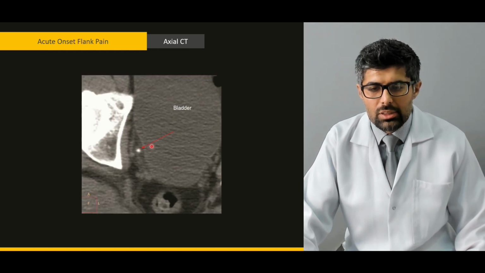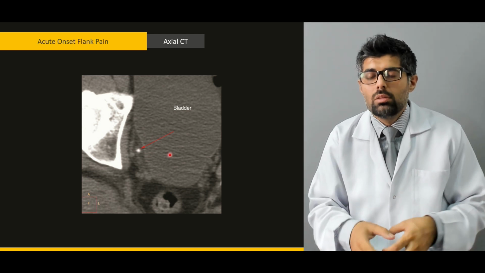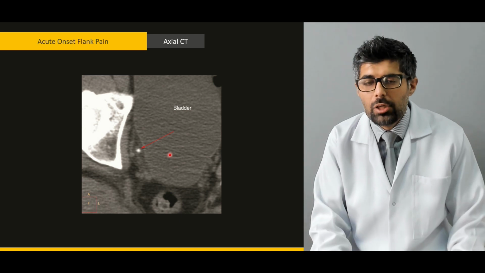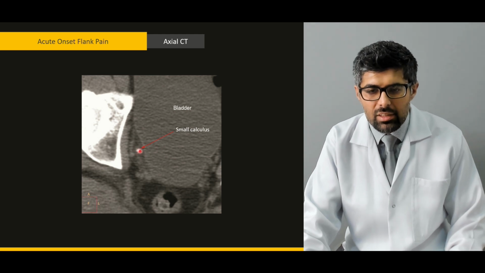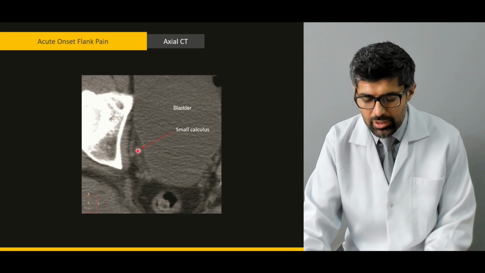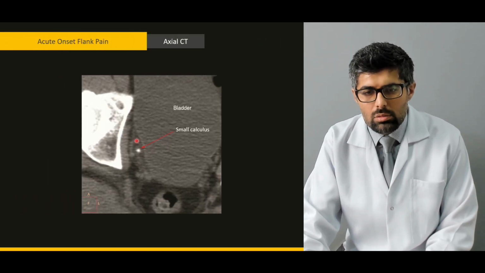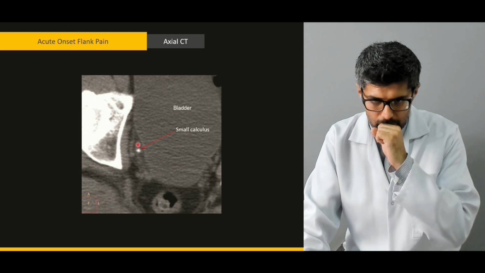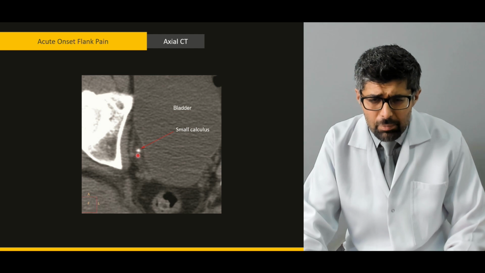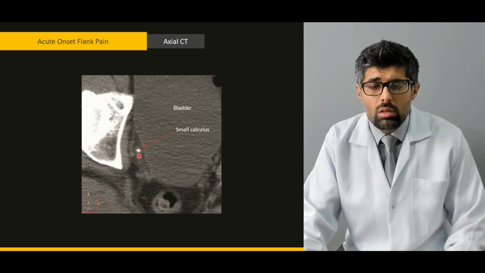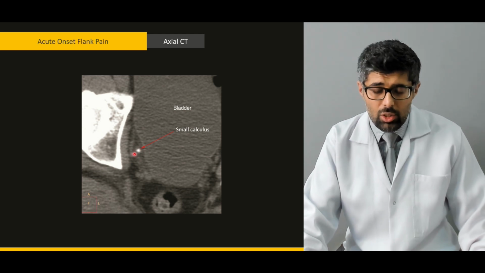Now this is the same CT scan but with more detail. It's a zoomed in picture of the same CT scan, and you can easily see that there's a small calculus here. The ureter is dilated, and there is some haziness due to soft tissue around the calculus.